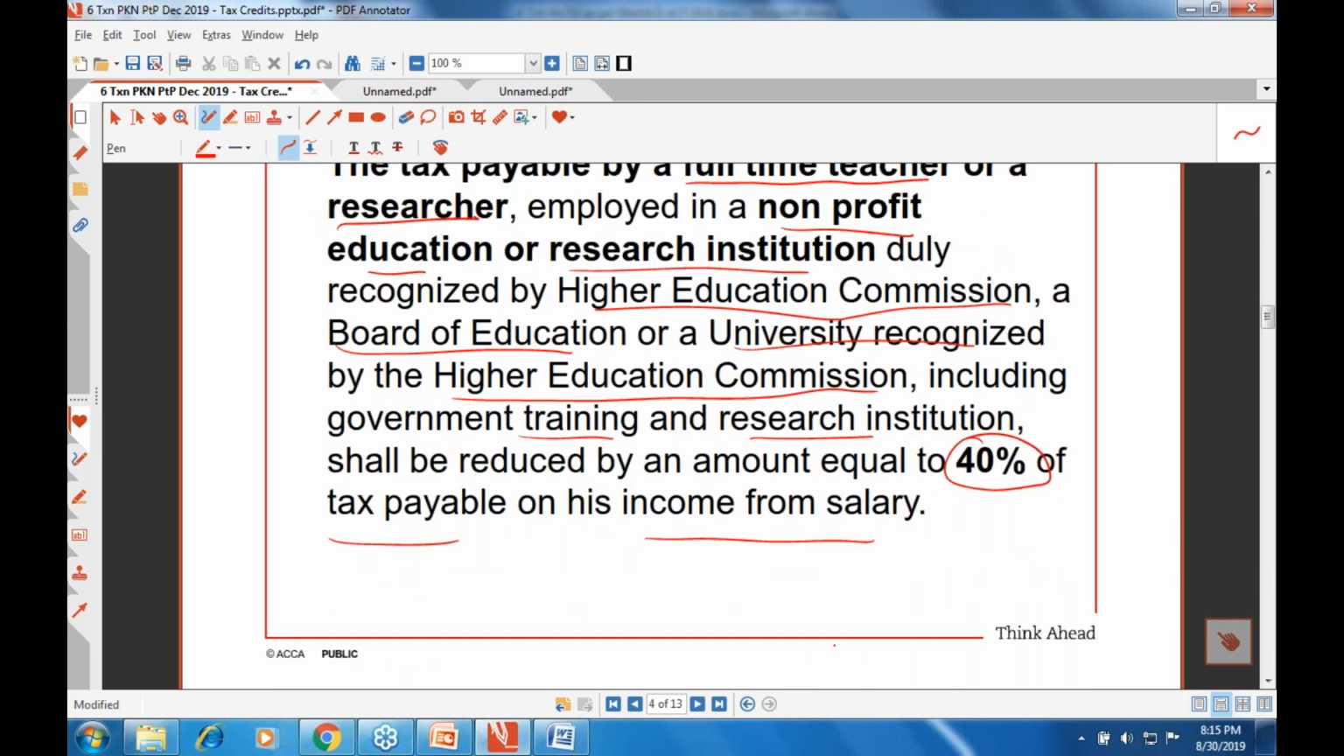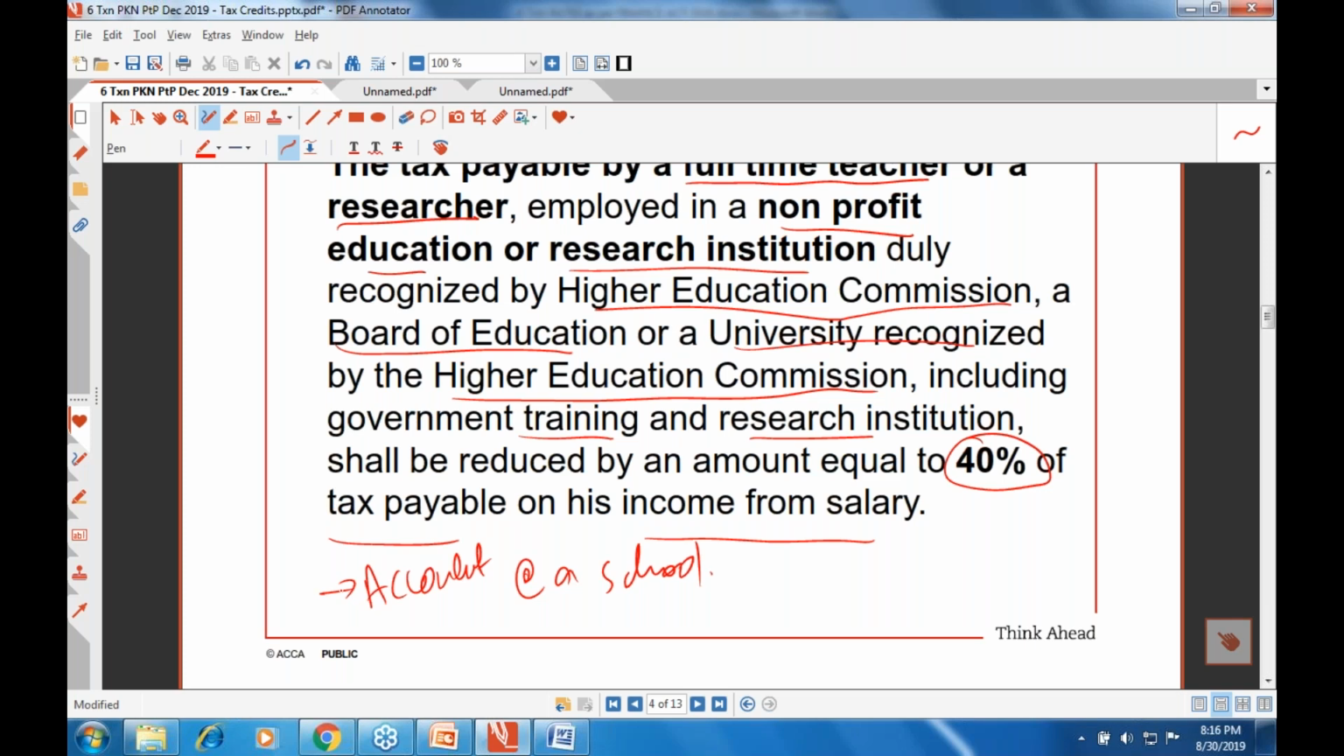Now, let's try to understand this. For example, if you are working as an accountant at a school, then being an accountant at a school, your tax liability is not going to be reduced. Even though you are working at a school which is authorized by the Board of Education, you are not working as a tutor or a researcher. You're working as an accountant, so your tax liability would not be reduced.